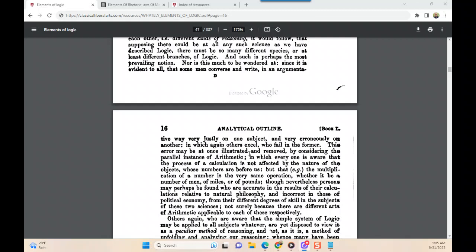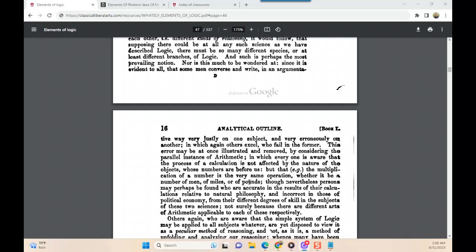This error may be at once illustrated and removed by considering the parallel instance of arithmetic. So if we think about arithmetic as an example, we can do away with this false idea about reasoning. In arithmetic, everyone is aware that the process of calculation is not affected by the nature of the objects that are being calculated. The numbers of the objects are before us, but the multiplication of a number is the same operation, whether it be a number of men that we're multiplying, or a number of miles, or a number of pounds. If there are different subjects or different objects that we're calculating, the process of calculation is the same for all of them. And the same is true of reasoning.